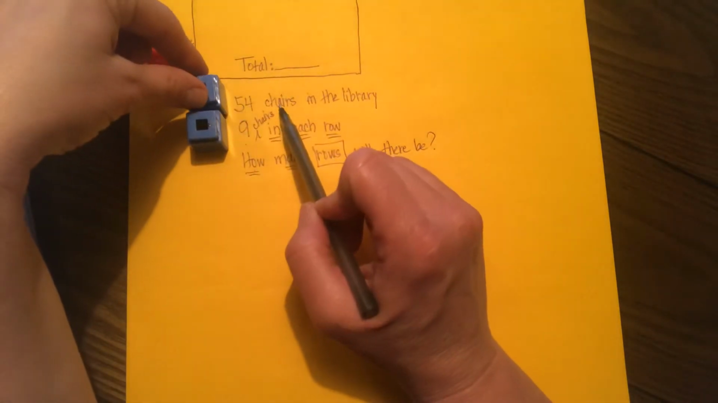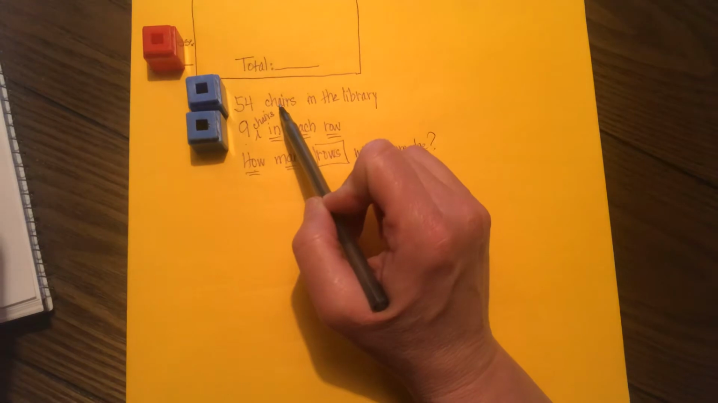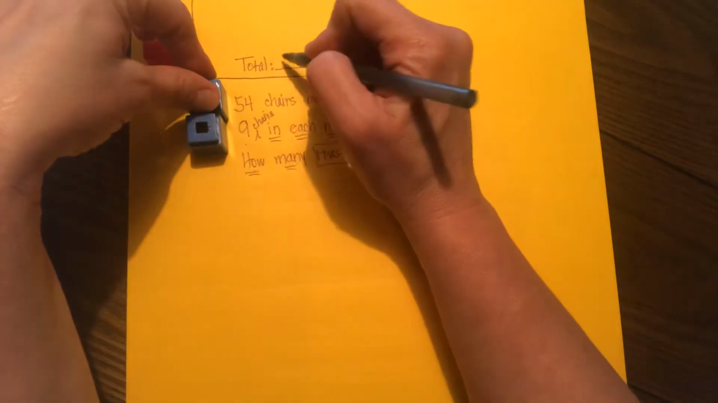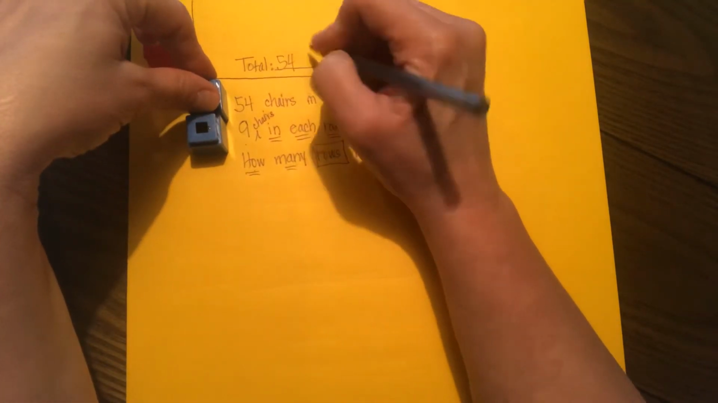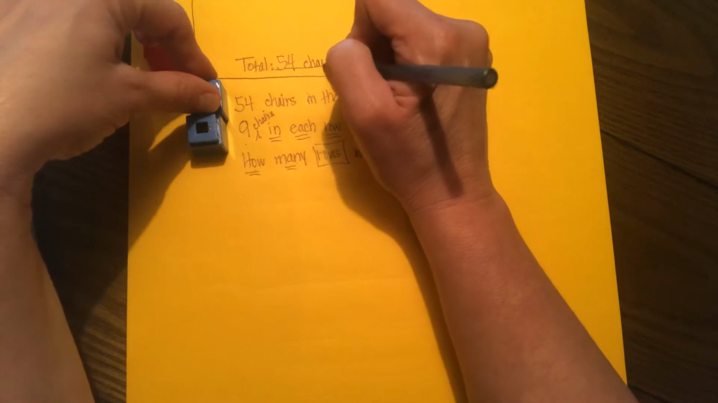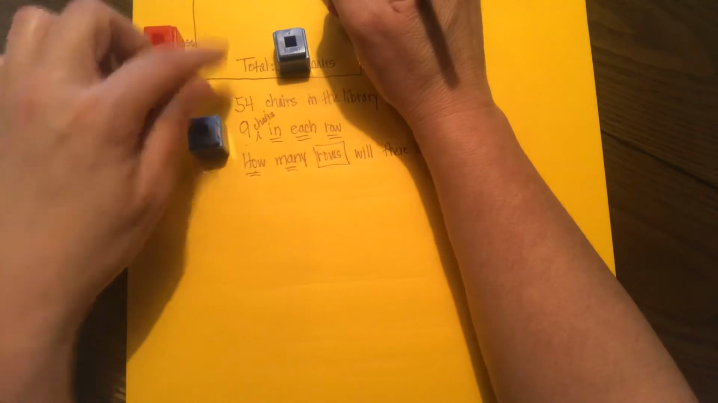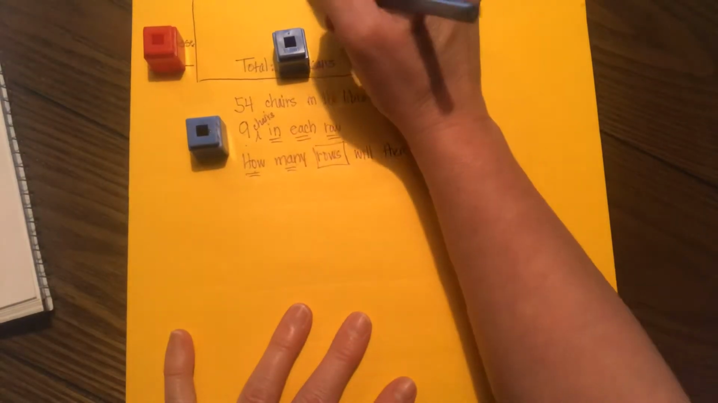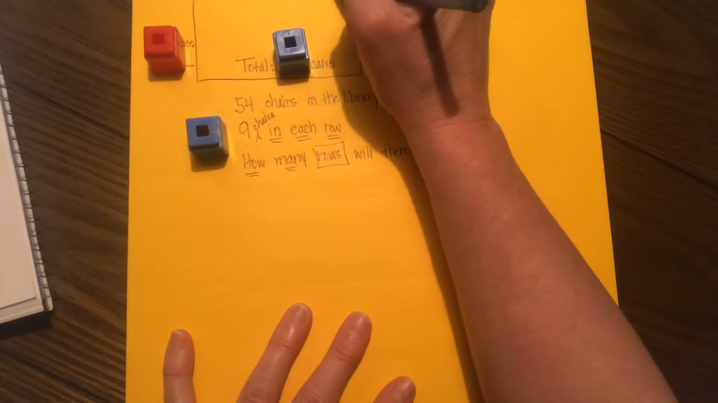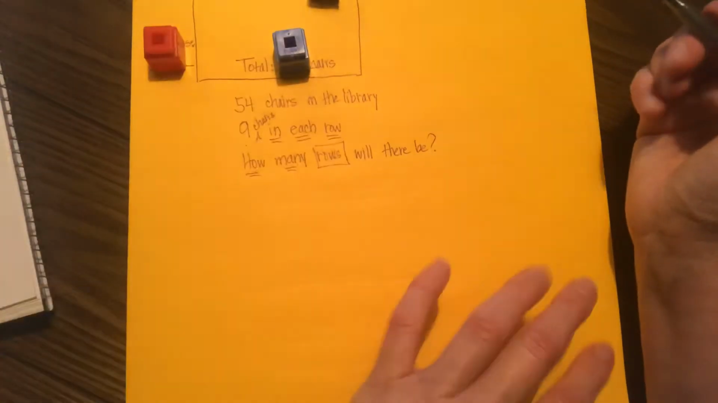So, back to that. There are 54 chairs in the library. Did we get more chairs? Nope. 54 chairs is how many there were in all. So that total goes here. And in each row, match. How many in each row? 9 chairs. So it looks like this.